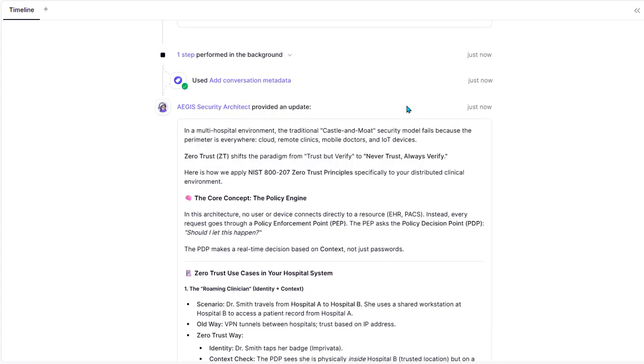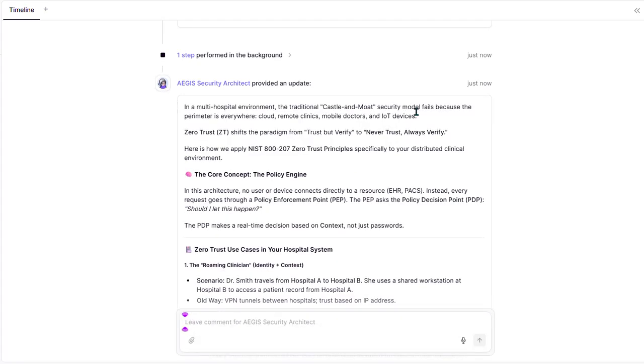In a multi-hospital environment, the traditional castle and moat security model fails because the perimeter is everywhere: cloud, remote, clinic, mobile doctors, and Internet of Things devices. So zero trust shifts the paradigm from trust but verify to never trust, always verify. That's a concept that we all know. Here's how we apply the NIST 800-207 zero trust principles specifically to your distributed clinical environment.